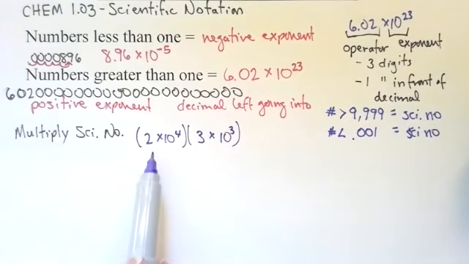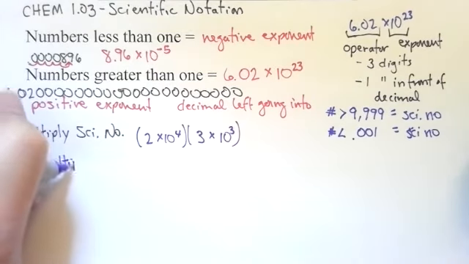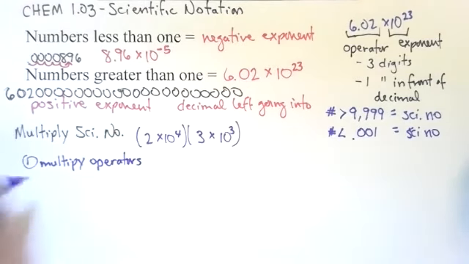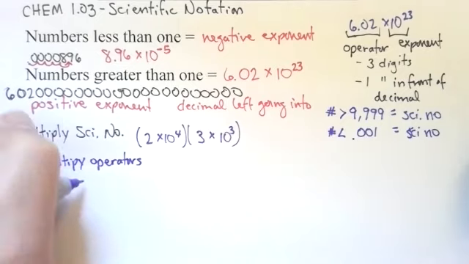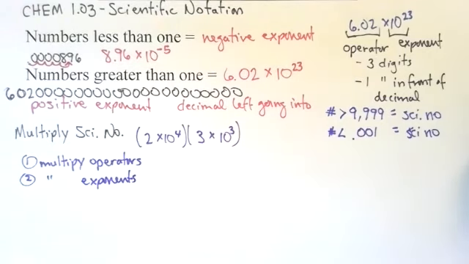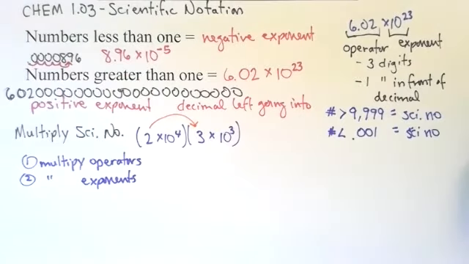When we multiply, we're first going to multiply the operators, and then we're going to multiply the exponents. So here's how this looks. If I take 2 times 3, I'm going to have 6.